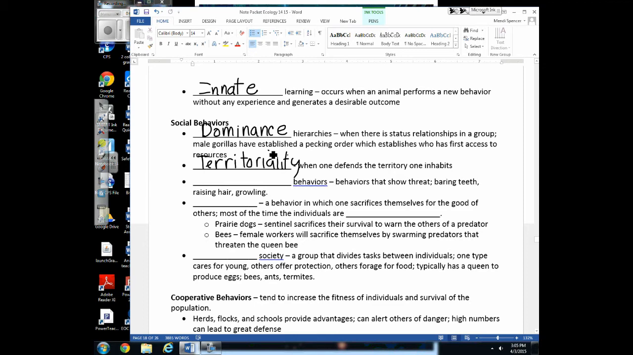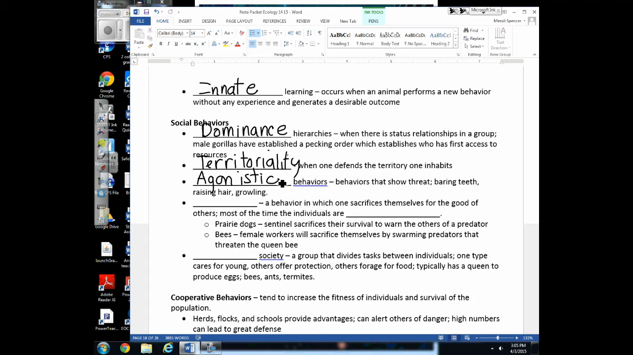An agonistic behavior is a behavior that shows aggression. So when you think of an animal and it appears threatened, you're going to see that it's going to probably show its teeth, or its hair is going to raise, or it's going to be growling. So that is what is meant by an agonistic behavior.